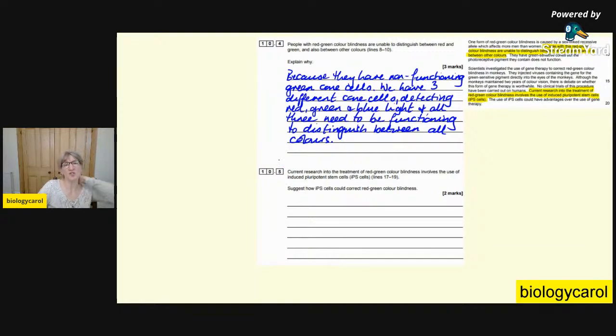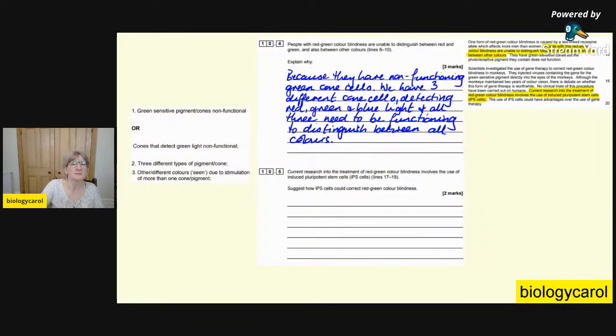Because they have no non-functioning green cone cells. We have 3 different cone cells detecting red, green, blue light, and all 3 need to be functioning to distinguish between all colours. I fell down here. I didn't get mark point 1 because I didn't talk about green sensitive cone cells. Notice I didn't talk about green sensitive cones. I didn't use the phrase in the question.